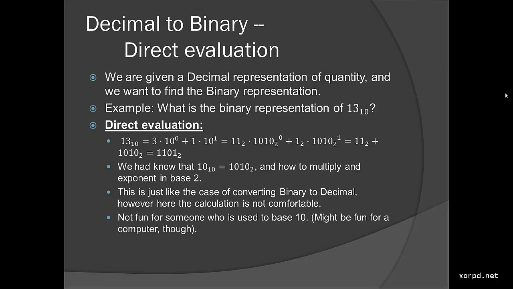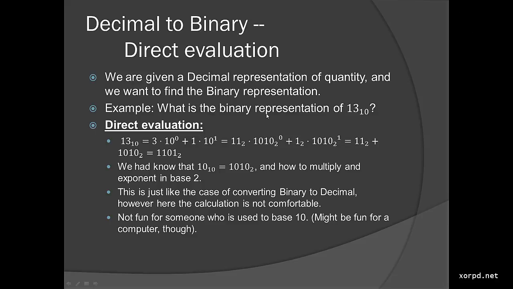The first method that we talked about is the direct evaluation. That is what we've just seen. We'll try to define it maybe in a more strict way. The problem is something like this. We are given a decimal representation of a quantity, and we want to find the binary representation of this quantity. It could be something else. It could be maybe the trinary representation or base 5 representation, but mostly we are going to work with the binary representation. So that's what I'm going to talk about.